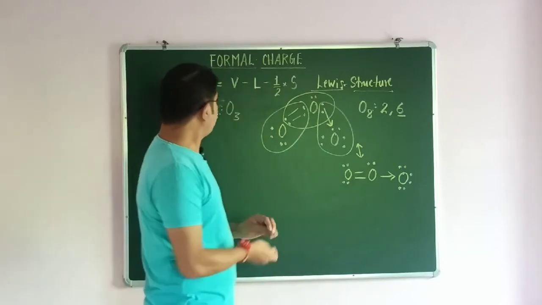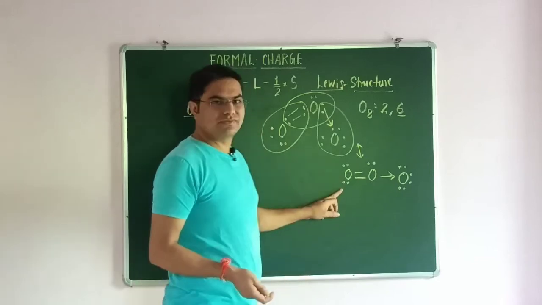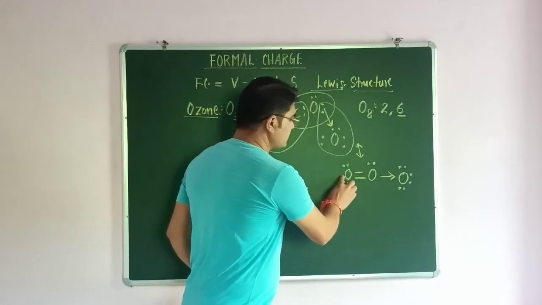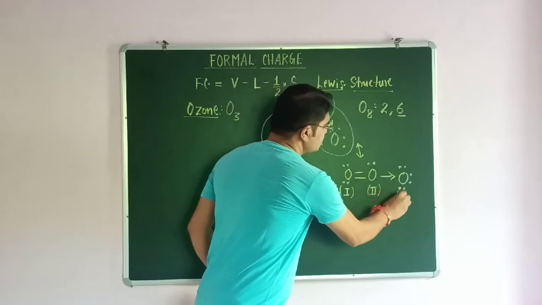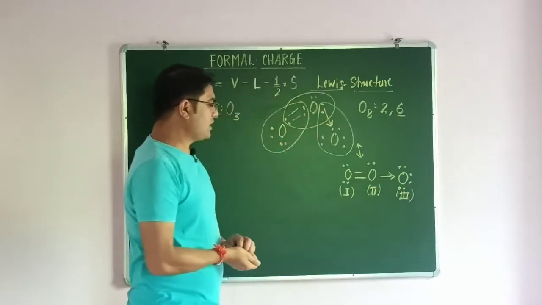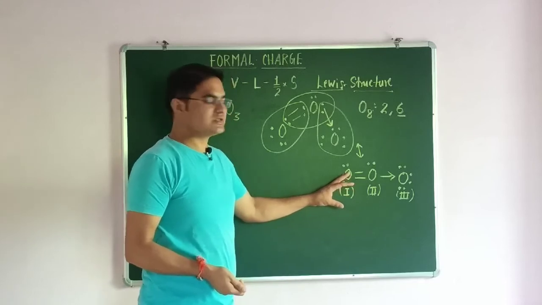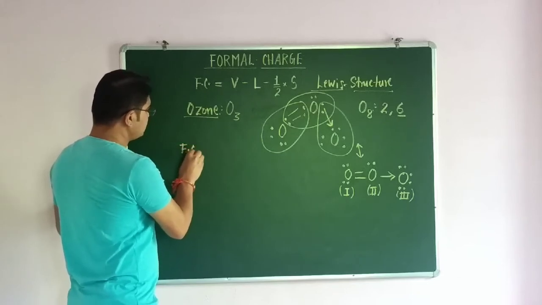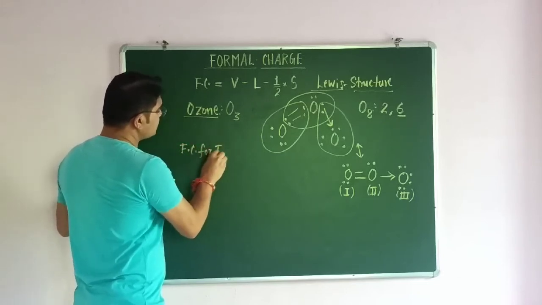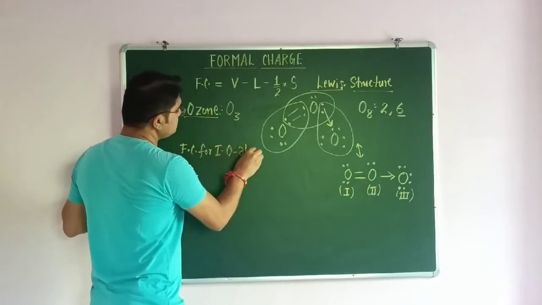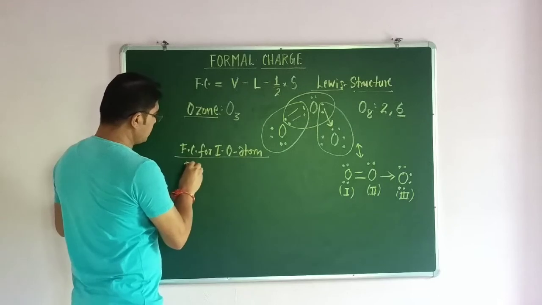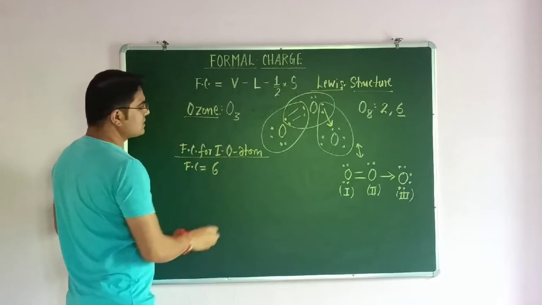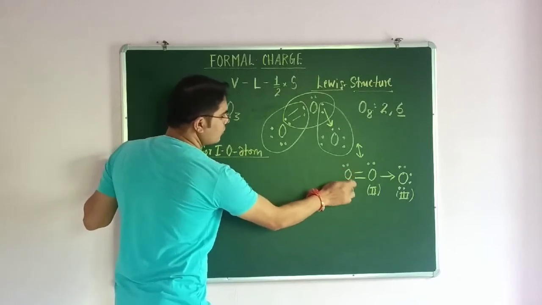Before calculating the formal charge, first we have to assign numbering to the oxygen atoms. This is considered the first oxygen, this is the second oxygen atom, and this is the third oxygen atom. Now it is easy to calculate the formal charge in each oxygen atom one by one. The turn is of the very first. According to the formula, Fc for the first oxygen atom equals the number of valence electrons, 6, minus the lone pair electrons, which are 4 electrons.